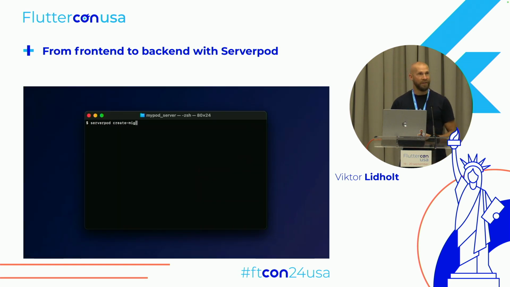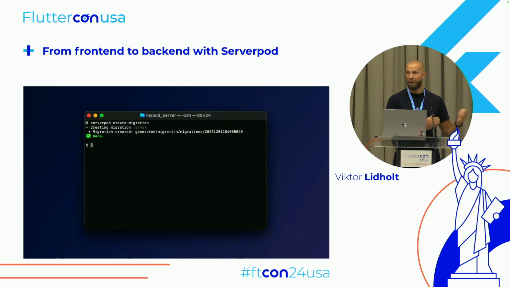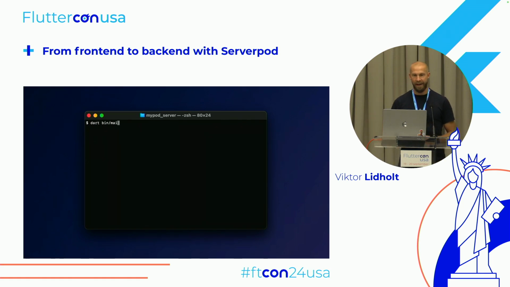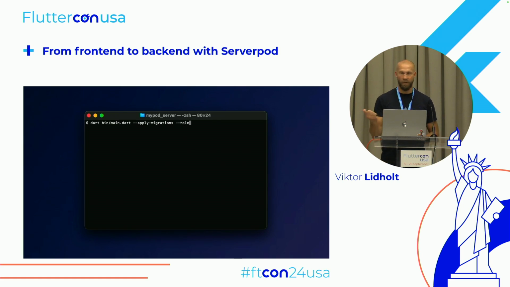So the way that works in Serverpod, whenever you've done these changes, you just do a Serverpod create migration, and then we'll create a database migration, which is basically a set of SQL queries that will advance your database structure from one version to the next. And to apply these, you just run your server, and you do the apply migrations command or flag.